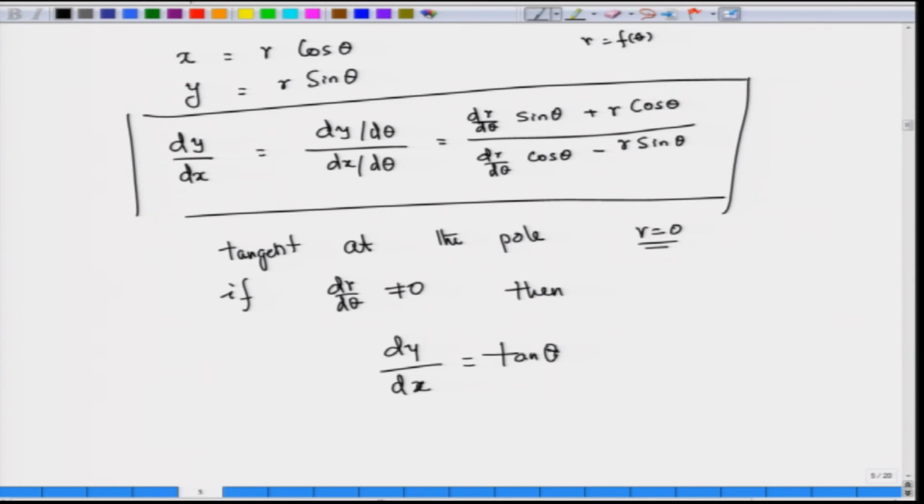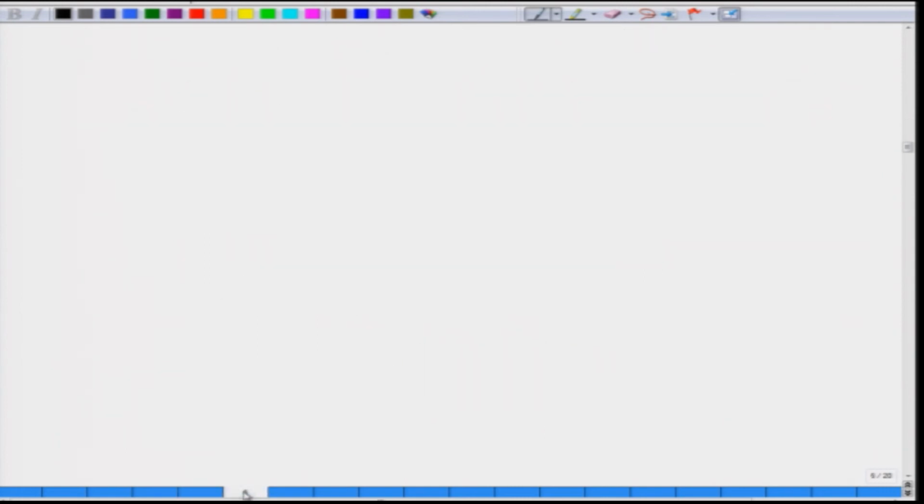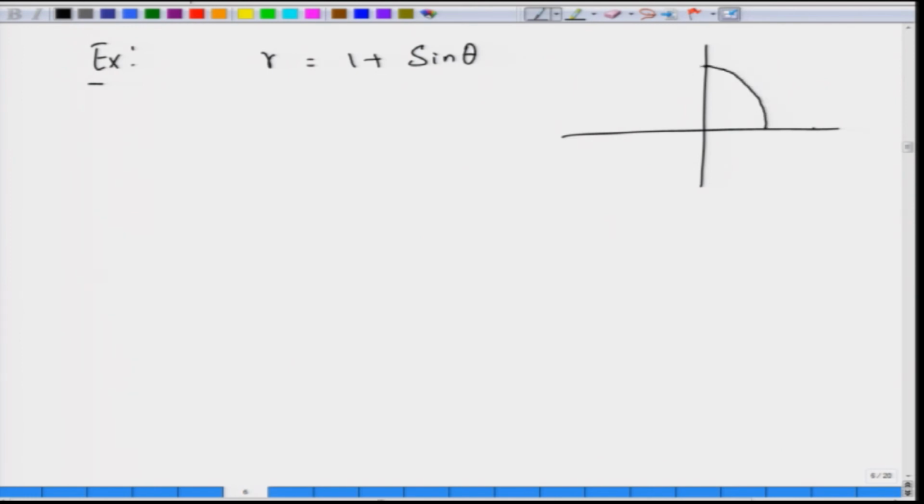Now let us find the tangent for a particular case. We have a beautiful curve, the cardioid, which we have just sketched. This is the cardioid.